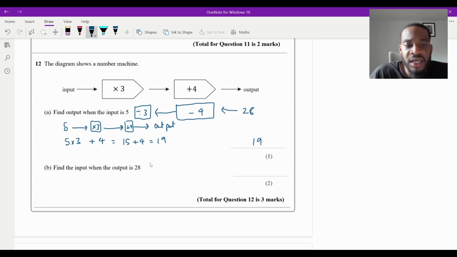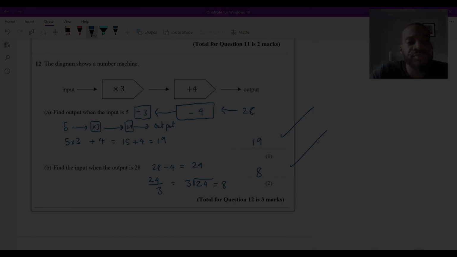So in that case, it's going to be 28. We're going to take away 4 first, which is going to give you 24. And then after that, you're going to do 24 divided by 3, right? Which is just, see, 24 into 3, it's 8 times actually. Yeah, it's 8. So therefore, the answer is 8. And that is it for question 12.